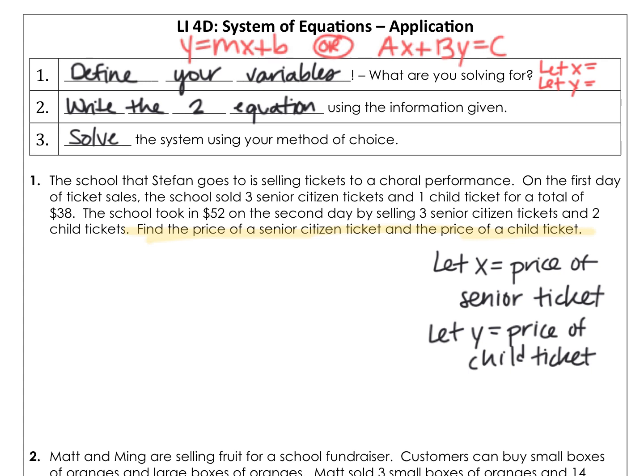What is this one? I might think that you have the equation, or at least one of them. You got one? 3x plus 1y equals 38. 3 senior plus 1 child equals 38. 2 things in the total. It's in standard form. Okay, who wants to tell me the second one?